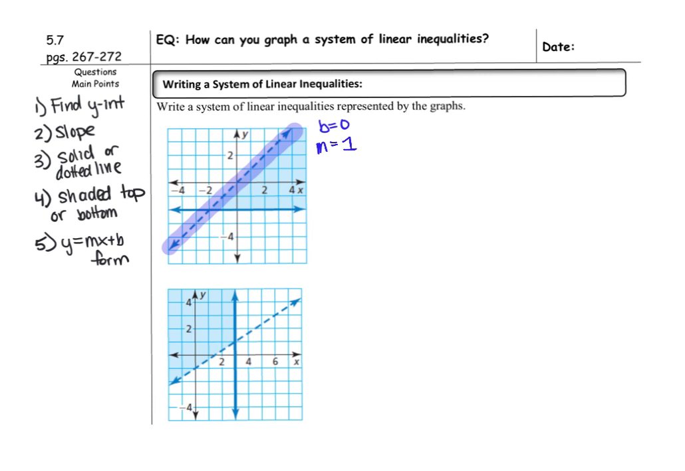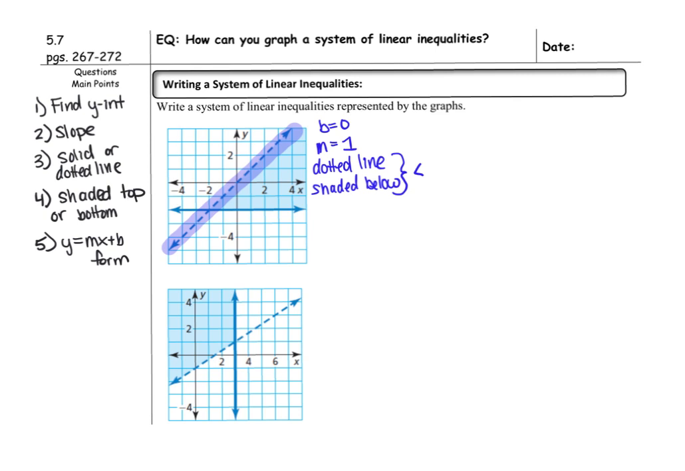We have a dotted line. And if I'm looking at this line, it's shaded to the right of the line, which is underneath. So we are shaded below. So a dotted line shaded below means I'm going to have a less than inequality symbol.